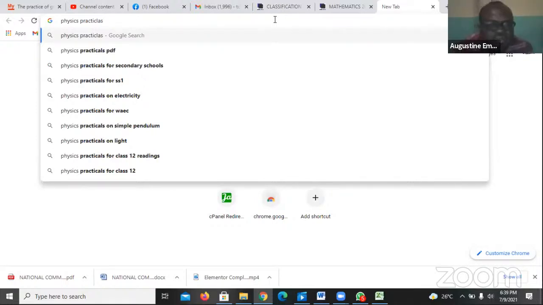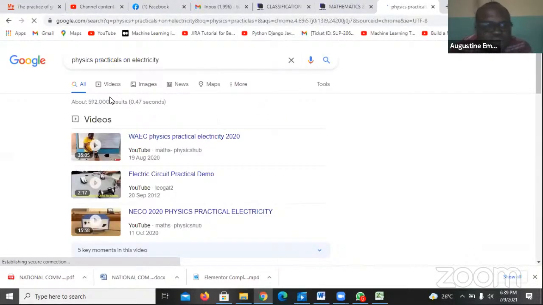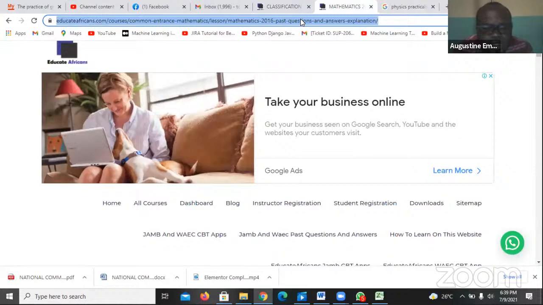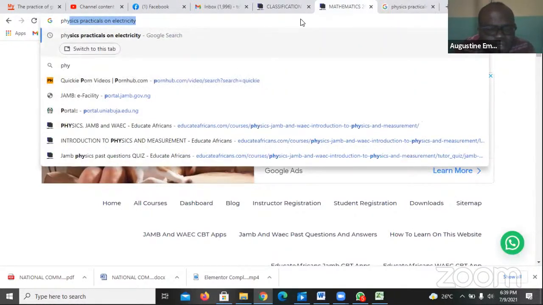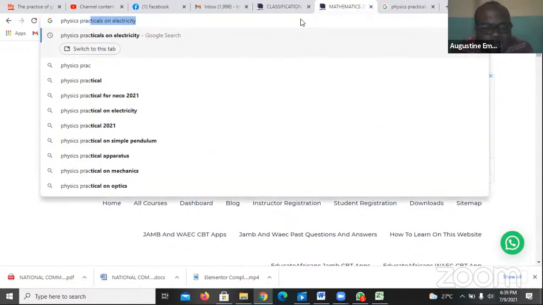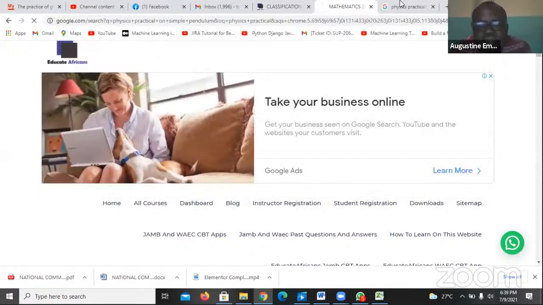So you see now, once I type physics practicals, you can see on electricity, on simple pendulum, on light. These are the 3 main physics practicals that you can have for physics. So I'm going to click on electricity. And I'll come here and type physics practicals on simple pendulum. That's the next most famous one.